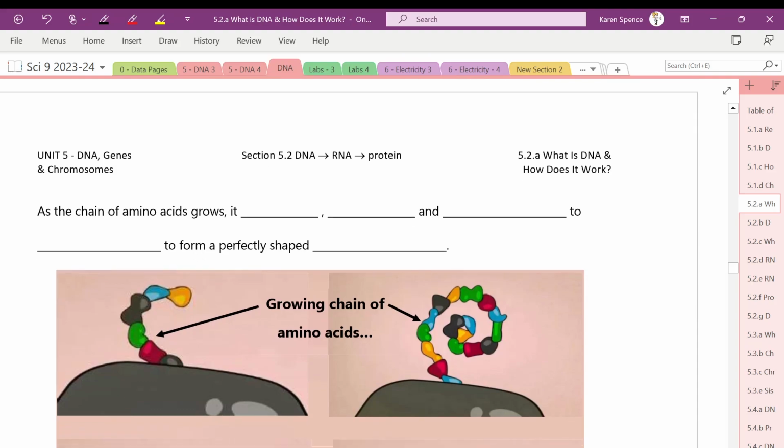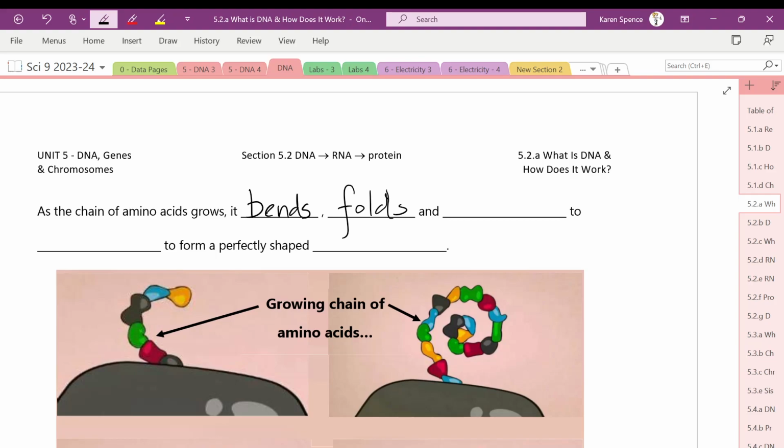Okay. As the amino acid chain grows, it bends and it folds. So what's really happening is that this molecule has little bits on it that are positive and negative. And what do positive and negative do? They attract each other. So parts of that amino acid chain are attracting other parts of that amino acid chain. The negative parts are attracting the positive parts and causing it to bend and stick to itself.